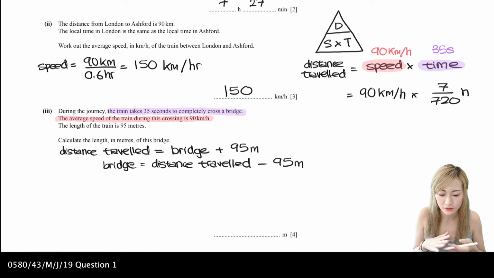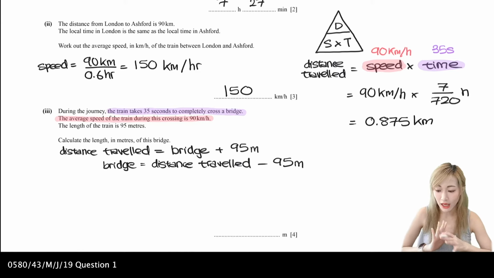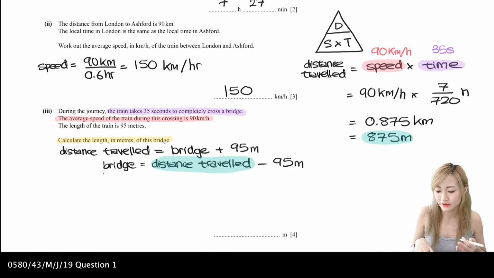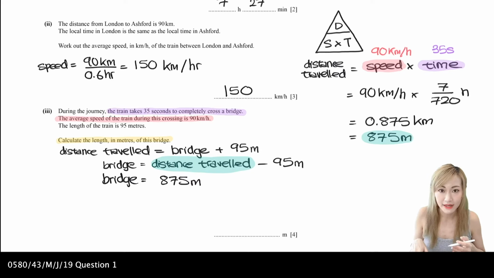And that equals 0.875 kilometers. However, the question wants it in meters, so let's convert that into meters first. So that is multiplied by 1,000, which is 875 meters. So now we have everything we need to calculate the length of the bridge. So the length of the bridge is 875 meters minus 95 meters, and that is 780 meters.